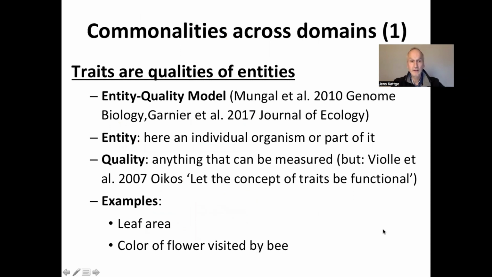First, I would think it's the basic understanding of what traits are. Traits are qualities of entities. This has been established by Mongal et al. and introduced into plant trait ecology in 2017 by Garnier et al. The entity in this context is an individual organism or a part of it. The entity could also be something else, like the ecosystem, but then we are talking about different things. And the quality is anything that can be measured on that entity, but Violle et al. stated, let the concept of traits be functional.